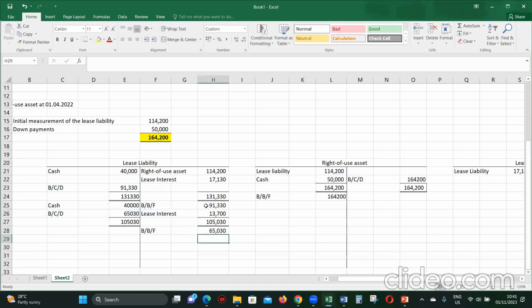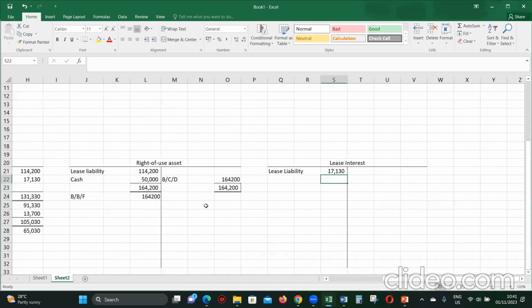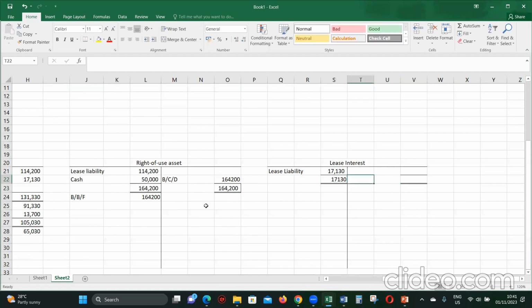Now the second year is gone, right? Now this lease interest, you can record it here. In the first year, this is a P&L account. There are no opening or closing balances for a P&L account. 17,130 here. This goes to P&L. First year gone.